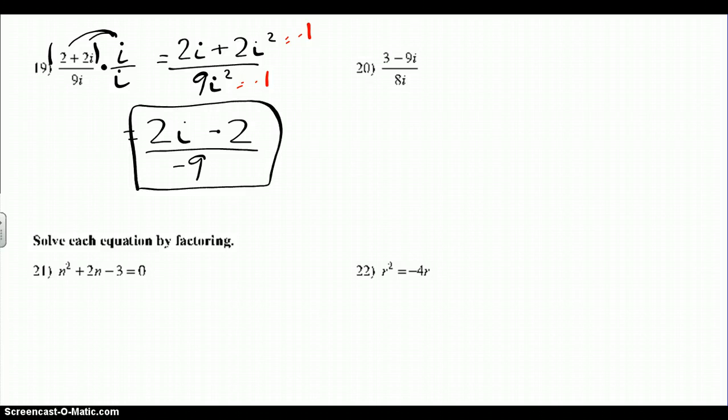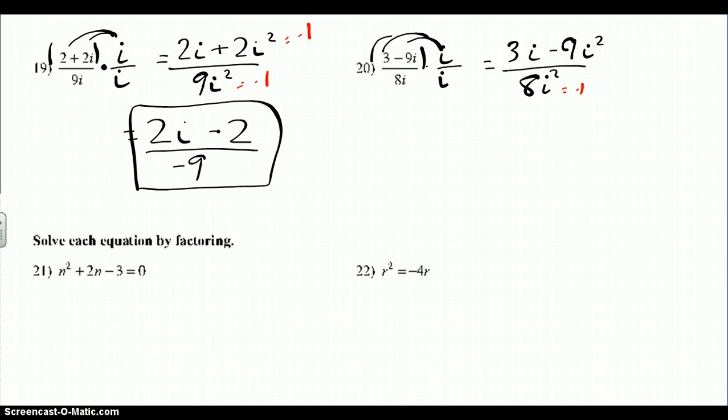Same thing with number 20. I'm going to multiply by a form of 1, i over i. Make sure you distribute to both parts of the numerator. So I get 3i minus 9i squared over 8i squared. Replace the i squareds with -1.